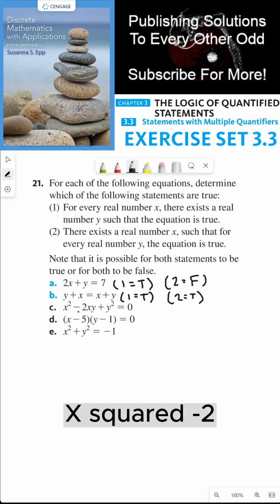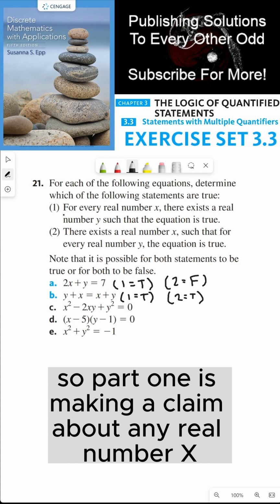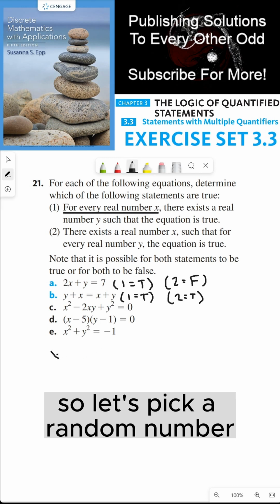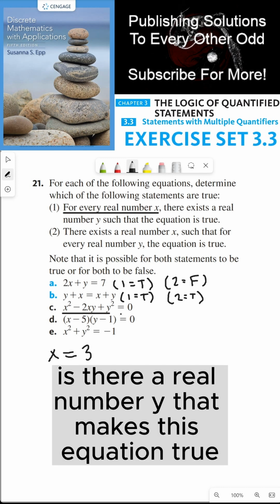Part C says x squared minus 2xy plus y squared equals 0. So part 1 is making a claim about any real number x. So let's pick a random number like x equals 3. And now we have to ask ourselves, is there a real number y that makes this equation true?